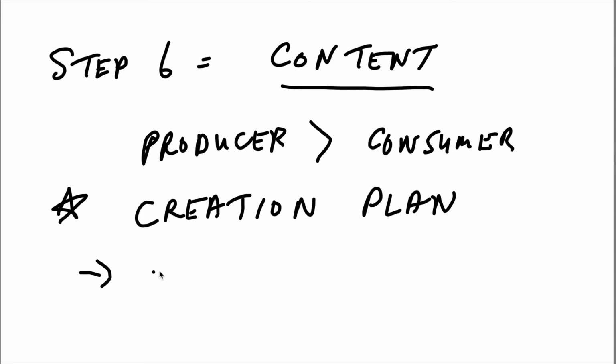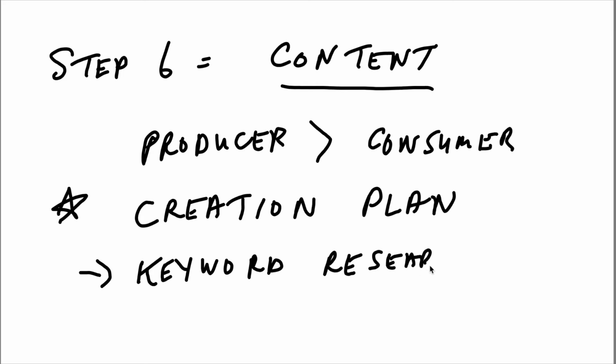And a content creation plan is really set up with 3 different steps. So step 1 is actually discovering content topics. And because you do all the steps in order, you would have done that already through keyword research, which is step 4. So when you do keyword research, you're going to gather a good amount of keywords that your audience is searching for.